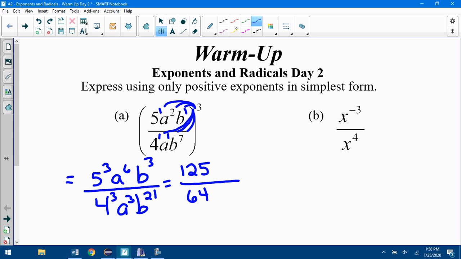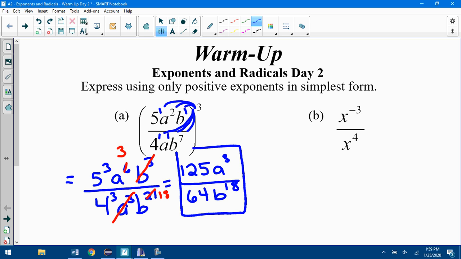Think about what's going to cancel. These 3 A's are gone, and there's 3 left on top. These 3 B's are gone, and there's 18 left on the bottom. So your answer is going to be 125 a to the third, over 64 b to the 18th. And you would reduce 125 and 64 if you could, but there's nothing common to either of those. So that's it.